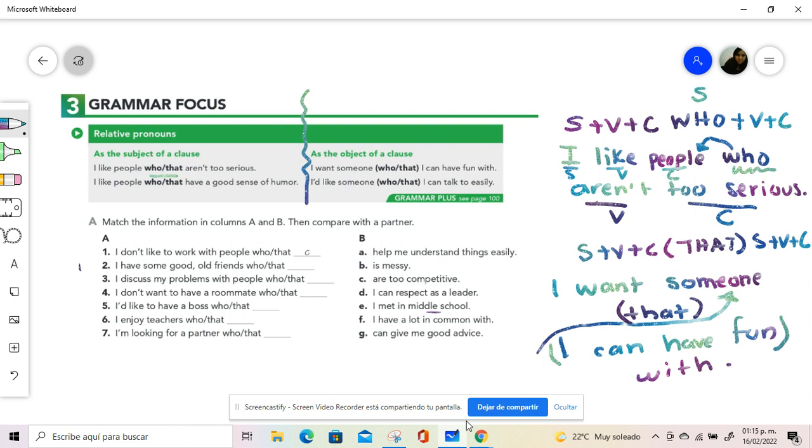Number one, I don't like to work with people who are too competitive. In this case, who is working as the subject of the second clause. But check the second. I have some good old friends who I met in middle school, letter A. In this case, who is connecting the second one. Be careful of how you are using the relative pronouns, and remember that the idea is to share extra information.